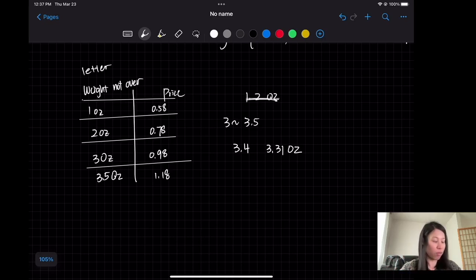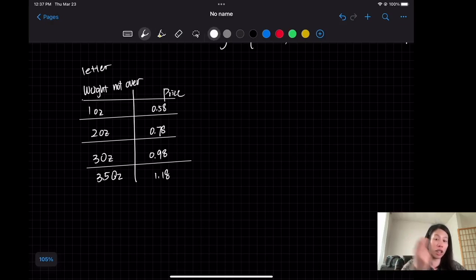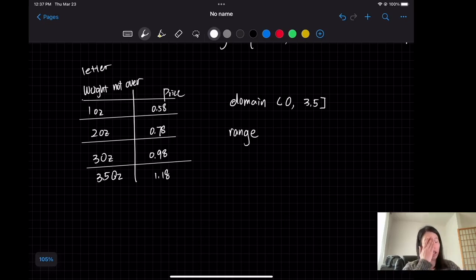$1.18. Okay, very well. So what will be the domain? The domain would be the input value. The input should be the weight, because the weight is going to determine the price. So the domain is going to be from 0, not including 0, to 3.5 ounces, including 3.5. That's why there's a bracket. But for the range, we need to be careful. So what is the range? Is it from 58 cents to $1.18?